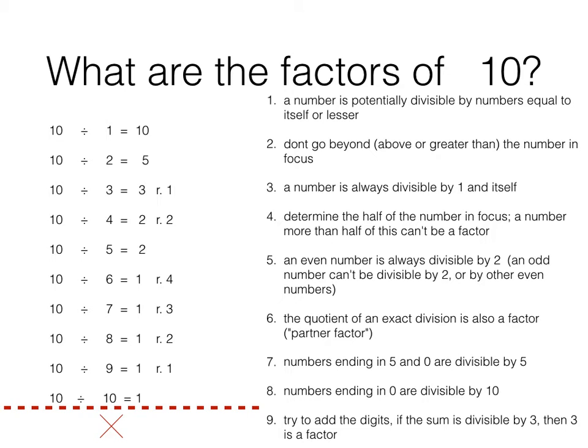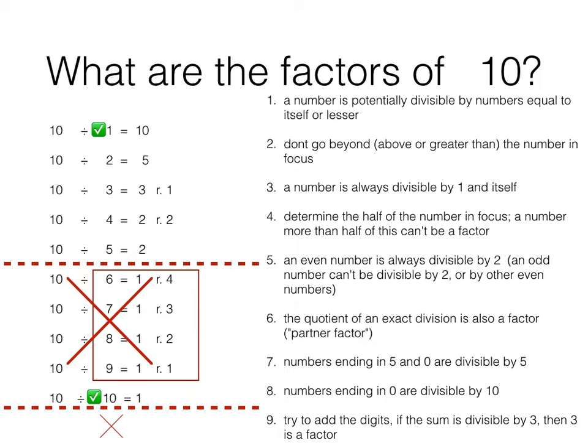Next, a number is divisible by 1 and itself. So in this example, 1 and 10 are factors of 10. Then we determine the half of the number in focus, which is 5 in this example. So a number more than this, other than the number 10 of course, is not divisible because it will result in a number with a remainder. So hindi na kagad sila factors.